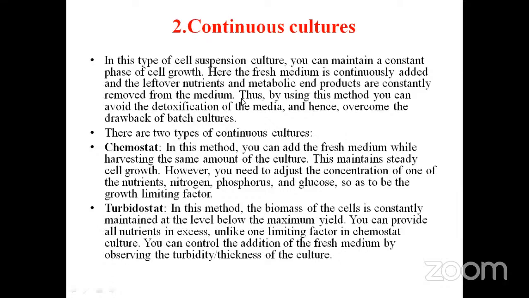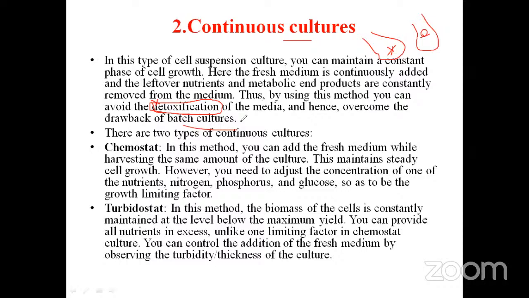What happened here? In batch culture, the callus and medium are used again. But in continuous culture, this is completely avoided. Every time you use fresh medium and fresh callus. Thus, in this method, you avoid the detoxification. I already told you, due to the detoxification there is a formation of a constant stage and the growth is retarded. But due to this continuous process, continuously removing the medium, you can avoid the detoxification and overcome the drawback of the batch culture, right?